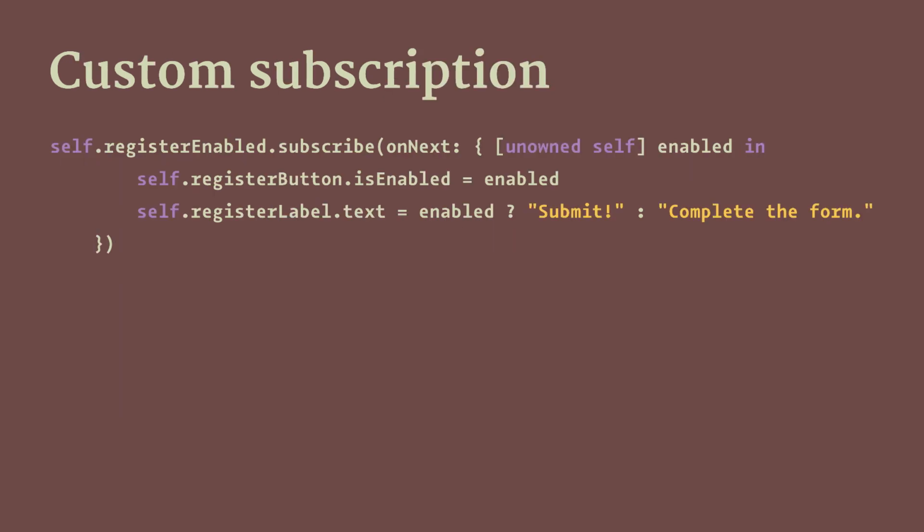You can also do a custom subscription. So if it isn't as simple in your UI as that simple binding, you can also just create a custom closure. And we're going to use the onNext closure here and create a subscription. And we're going to update the button the same way we were doing previously, except a little more manually now. And we're also going to update some register label text to say, yeah, you can submit the form, or you need to do more to complete the form before you can submit. And so that completes our example here.